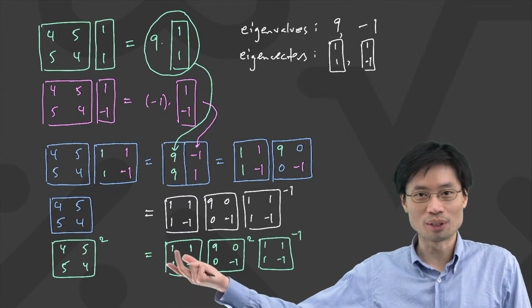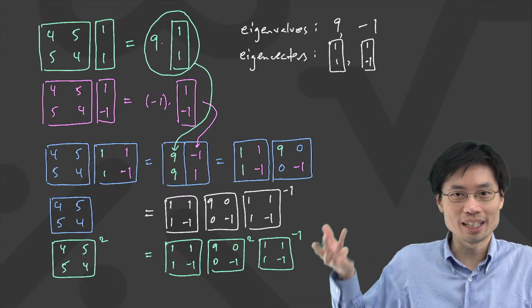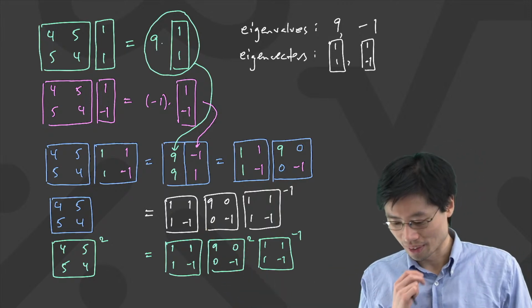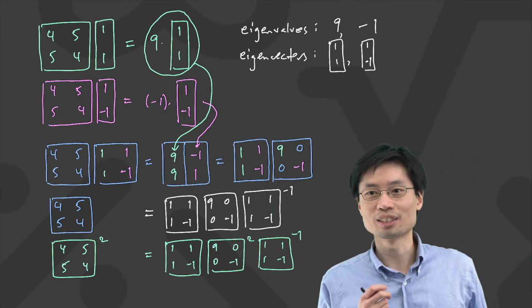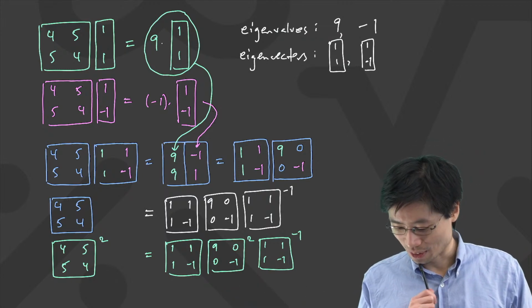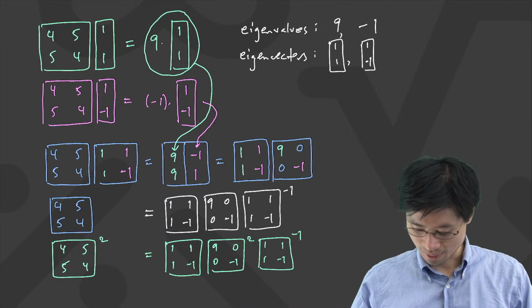So the beautiful thing is, when you slam them together, the inverse and the real thing cancel, and you just keep powering the middle. Now, why is that nice? How nice is it to take the power? How nice is it to square a matrix like 9, 0, 0, -1? Well, let's try.